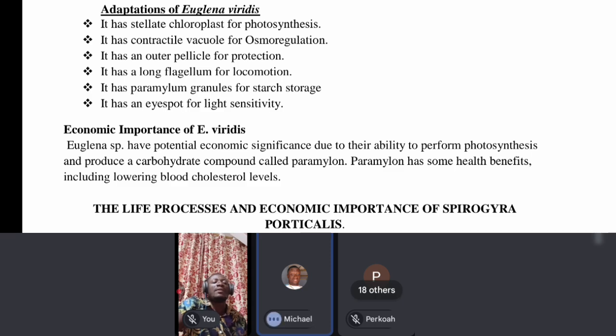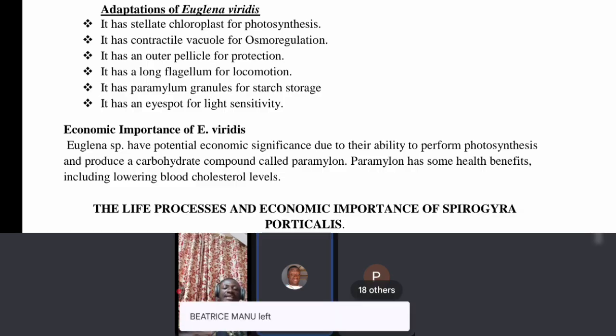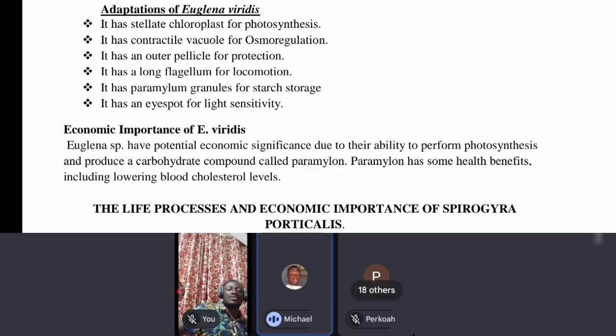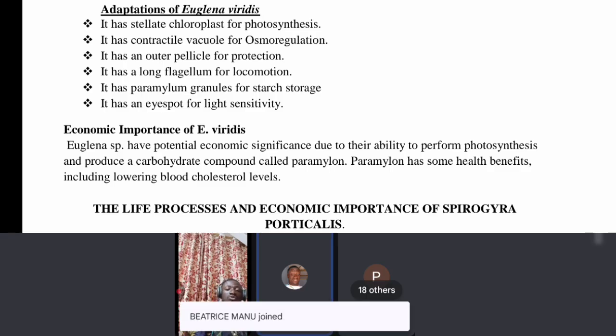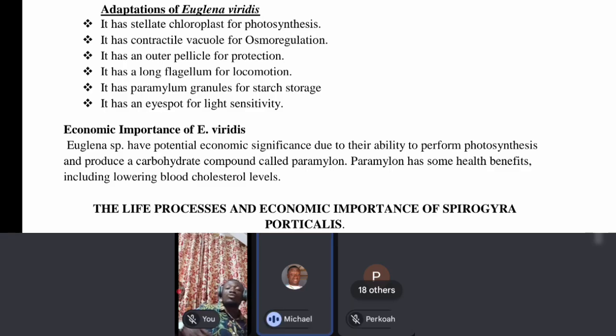So Euglena species, or any of the other varieties, have a potential economic significance. The reason is they have the ability to perform photosynthesis. Because they can photosynthesize, they can pick up excess carbon dioxide in the water so that the water does not become poisoned with carbon dioxide for other animals. Then they can produce food, so they can prepare their own food. They also serve as food for other organisms.